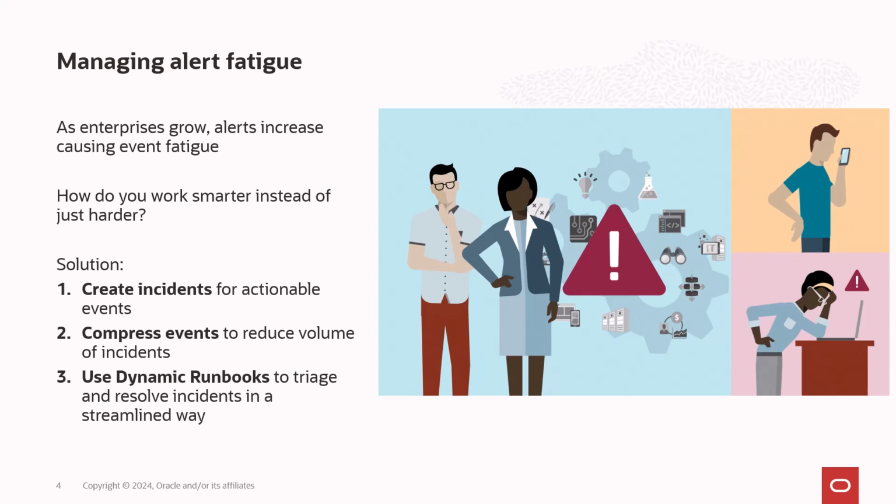Our solution is threefold. First, identify which alert or event is truly actionable and create incidents for these events. Next, consider compressing correlated events into a single incident to reduce the overall volume of incidents you need to manage. Third, capture subject matter expertise or best practices in resolving incidents into dynamic runbooks that can be made available to your ops teams so that they can more efficiently triage and resolve incidents in a streamlined way. Now let's get into details of these features.